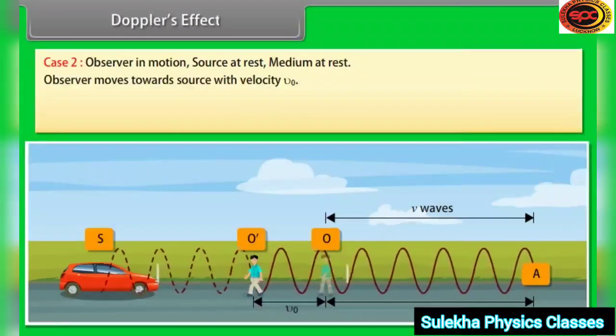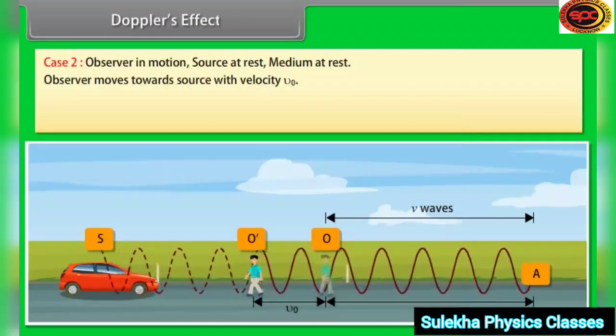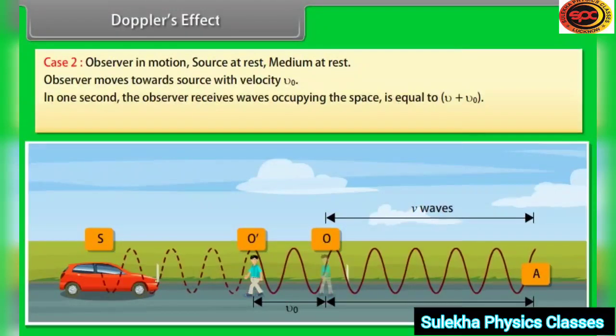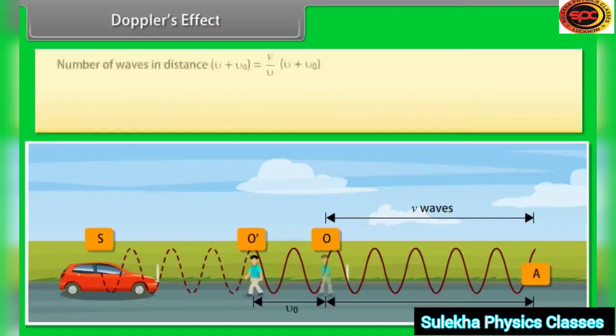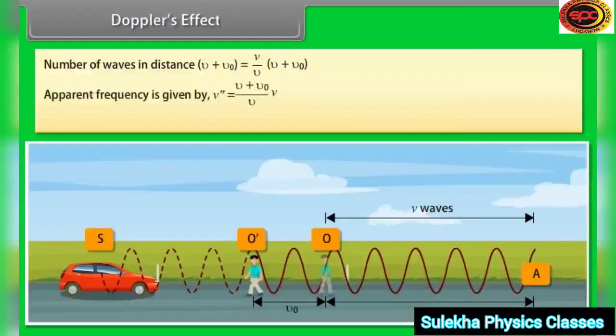Observer moves towards source with velocity v0. In 1 second, the observer receives waves occupying the space equal to v plus v0. Number of waves in unit distance is equal to nu upon v. Number of waves in distance v plus v0 is equal to nu multiplied by v plus v0 upon v. Apparent frequency nu double dash is equal to v plus v0 upon v multiplied by nu.